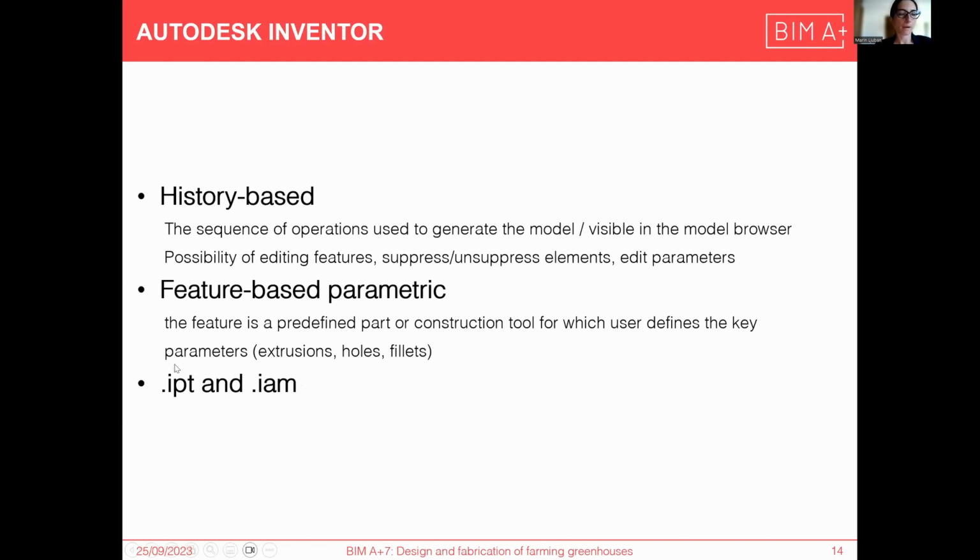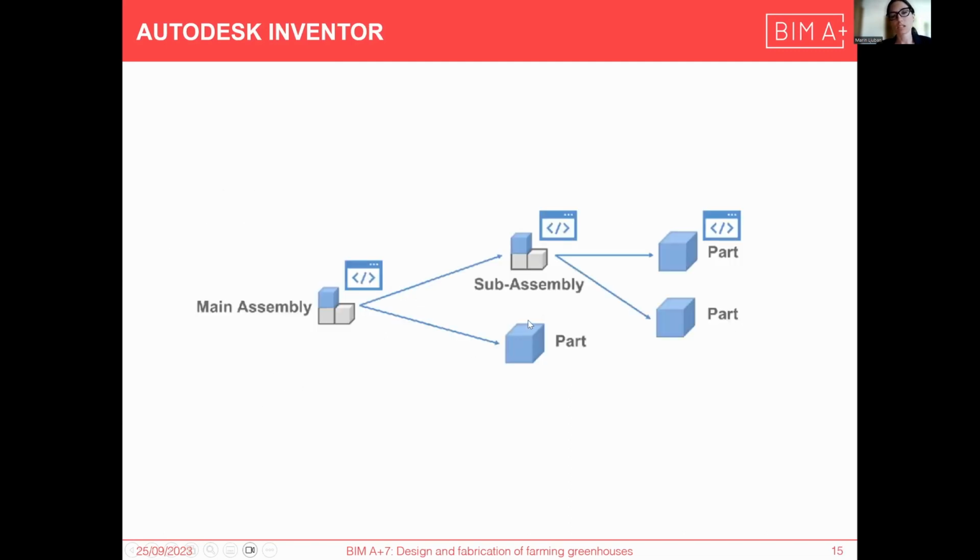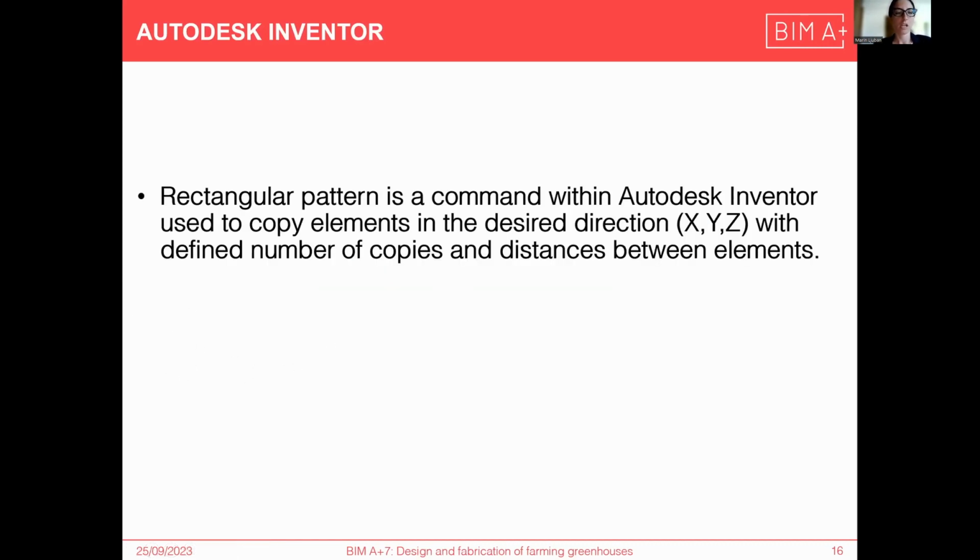We have part files that are the building blocks of Autodesk Inventor. Those are simple models made from 2D sketches and later turned into 3D. More complex models were produced by combining part files into assembly files. So this is the structure of the file. Part files are forming sub-assemblies, and part files are forming the main assembly. We will be generating the main assembly of greenhouse structures.